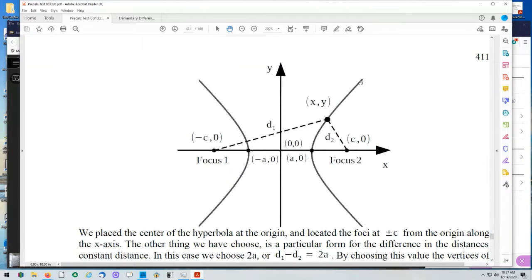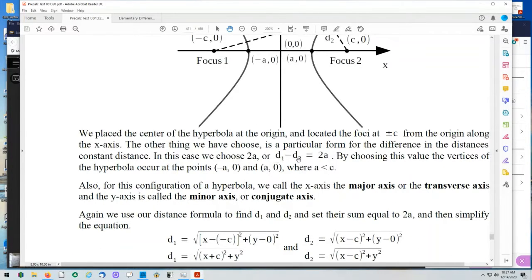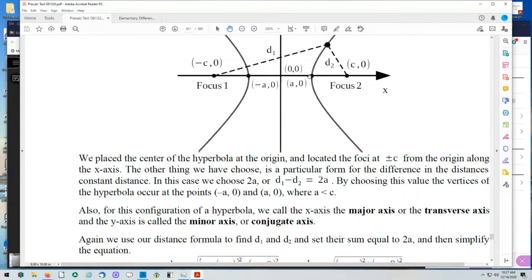My hyperbola is kind of like two parabolas joined together, symmetric about the y-axis. I call these the vertices, plus and minus a, and over here my foci are at minus c, 0 and plus c, 0. So I pick those values for my c and a values. We're going to choose that distance equal to 2a, and we're going to assume that a is less than c. See, a is part way down to c.